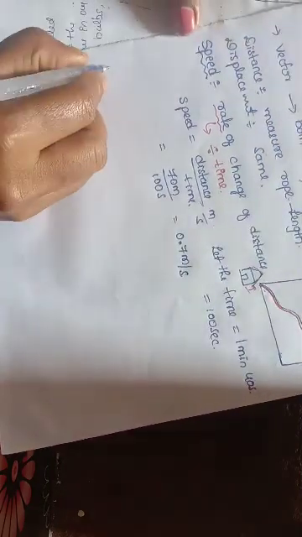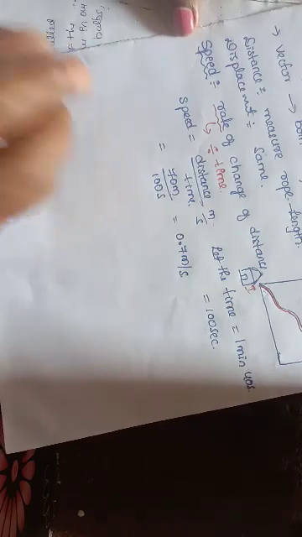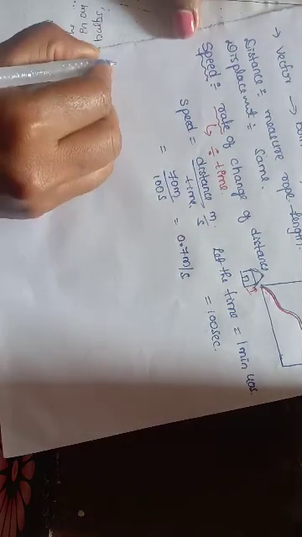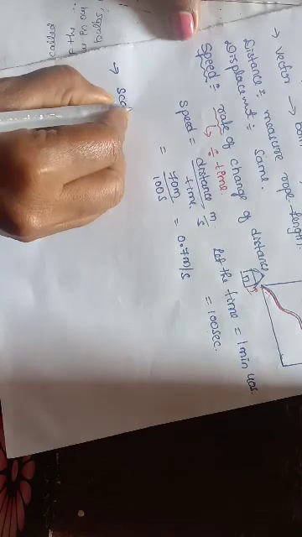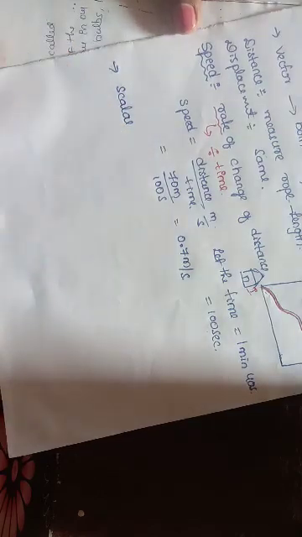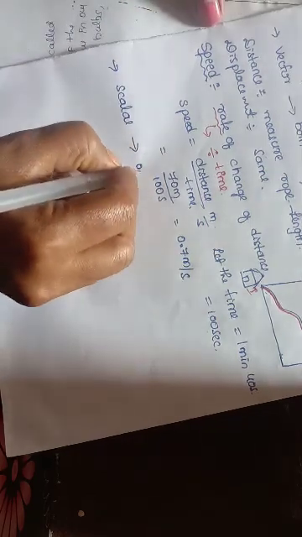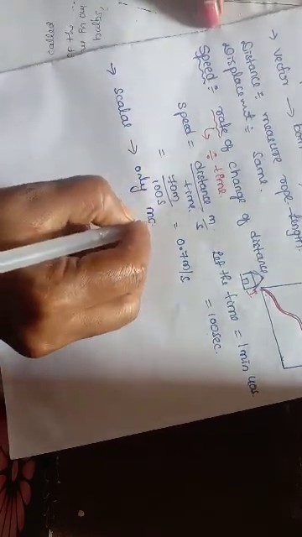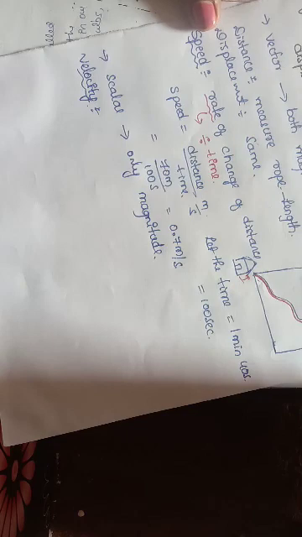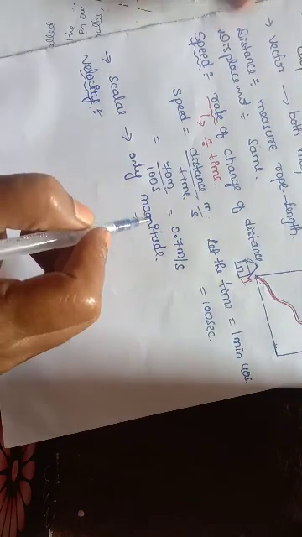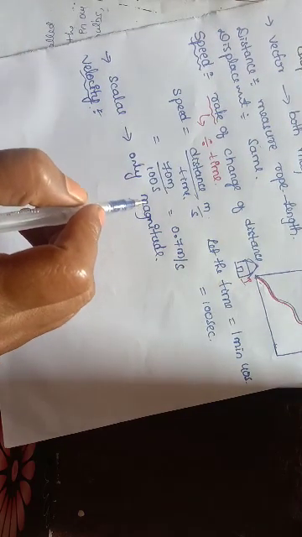Okay, so let us find the velocity. Here also, speed is a scalar quantity. Scalar, you already know, is nothing but it has only magnitude, no direction.